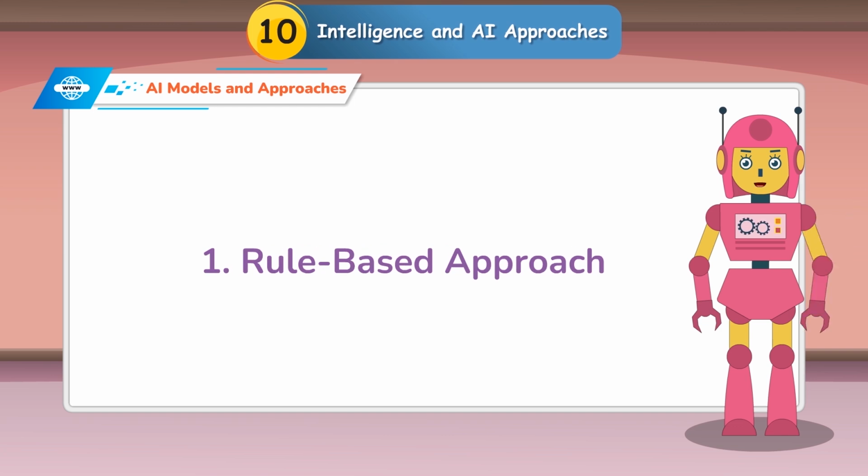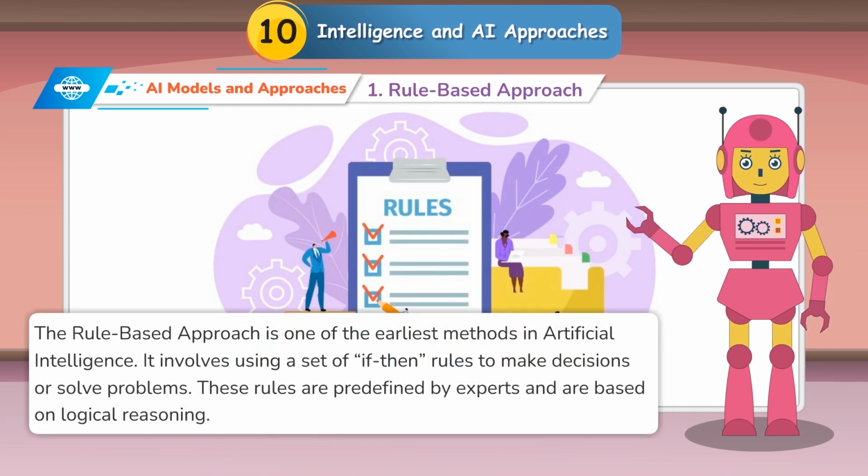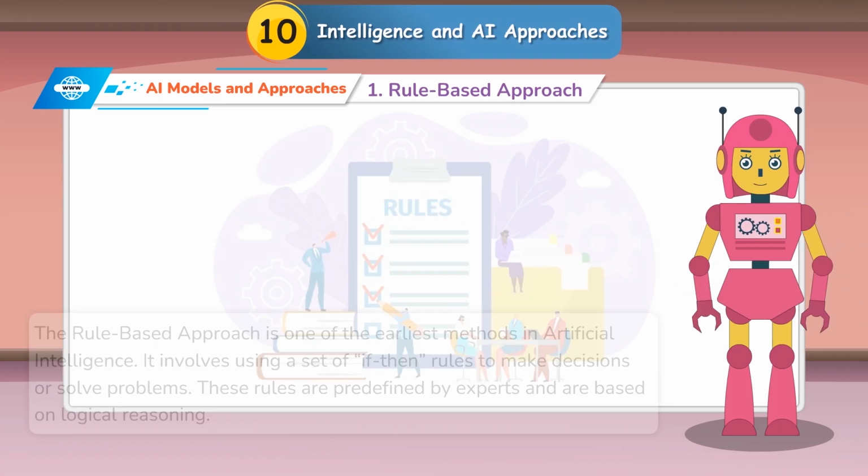1. Rule-based approach. The rule-based approach is one of the earliest methods in artificial intelligence. It involves using a set of if-then rules to make decisions or solve problems. These rules are predefined by experts and are based on logical reasoning.